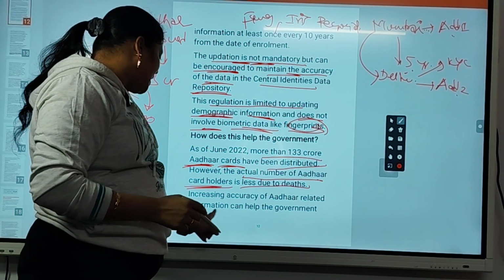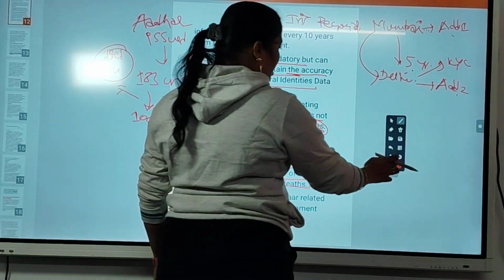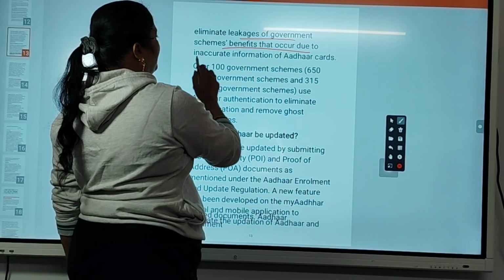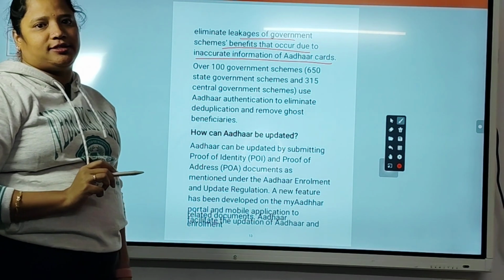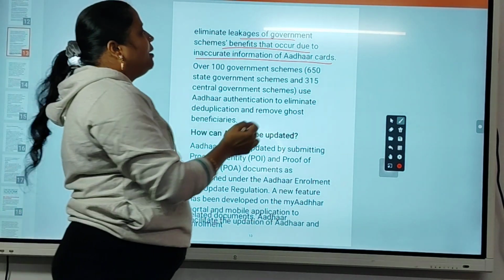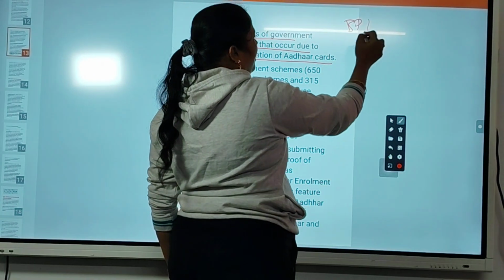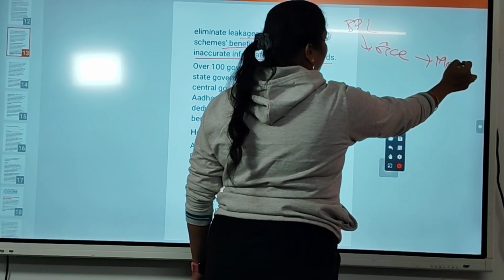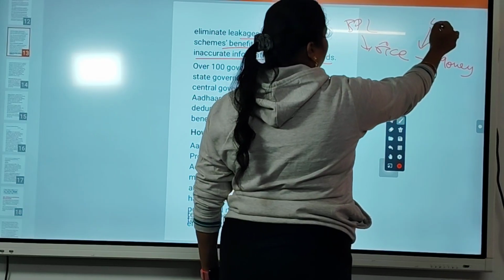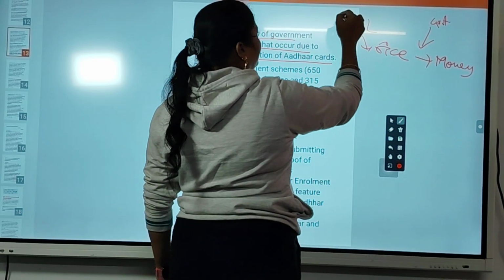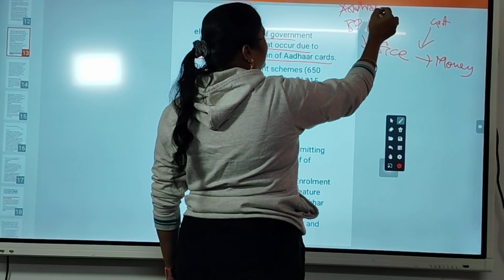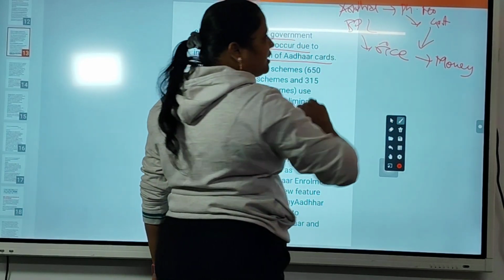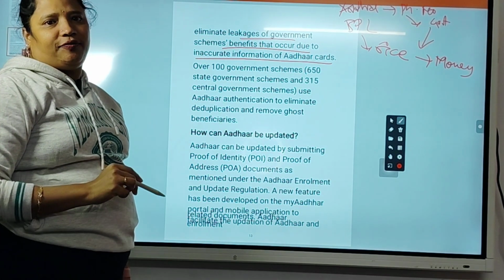Increasing the accuracy of Aadhaar related information can help the government eliminate leakages of government scheme benefits that occur due to inaccurate information on Aadhaar cards. Even, as I told you, BPL families will get all benefits from the government. If the information is not accurate, suppose the phone number on their Aadhaar card is not in use, then how can the government official contact the person? It is very difficult for him.